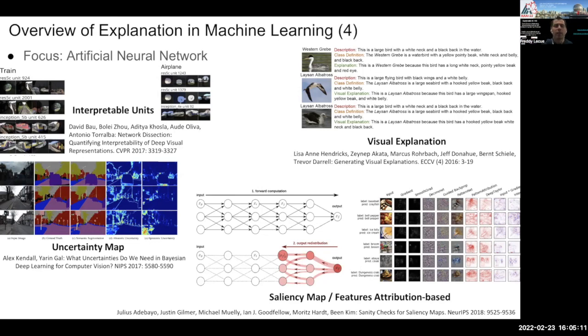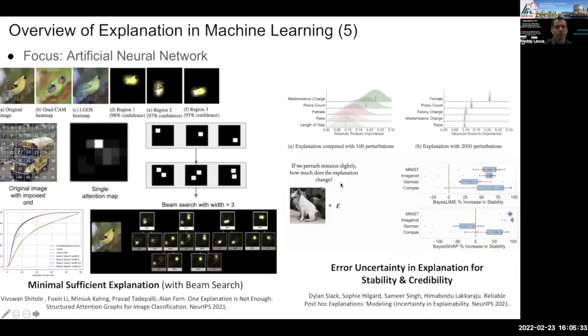Then you have some work on visual inspection. Here they provide a textual explanation, but it's much more a classification task where you have the image and the description, and they try to predict the description of the image. But that's something you could expand to how you construct a textual-based explanation. That would be going even further.